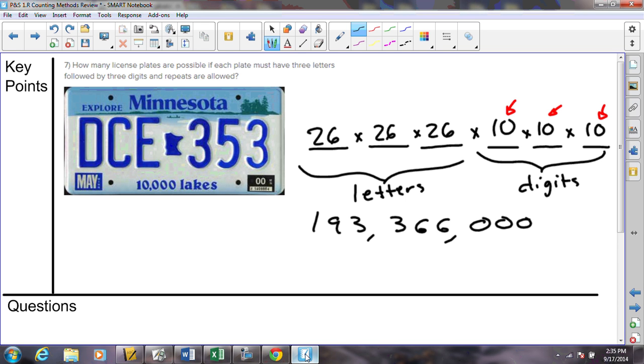North Dakota, by the way, follows the same convention. So North Dakota can have the exact same amount. That doesn't even allow the possibility of personalized license plates, which makes it even more.